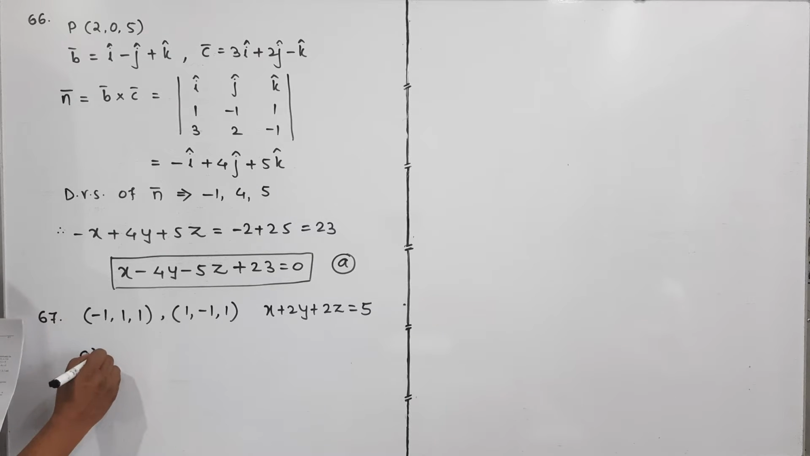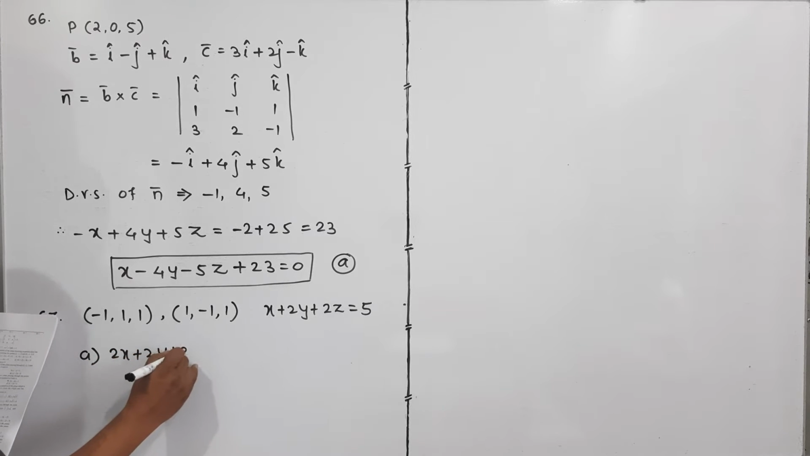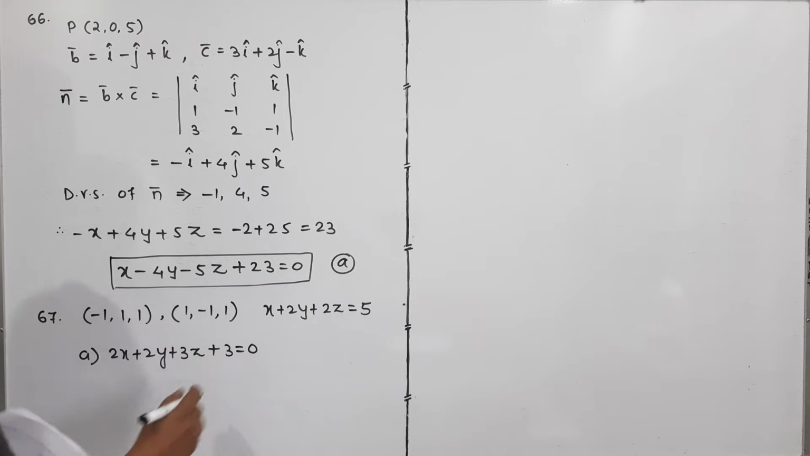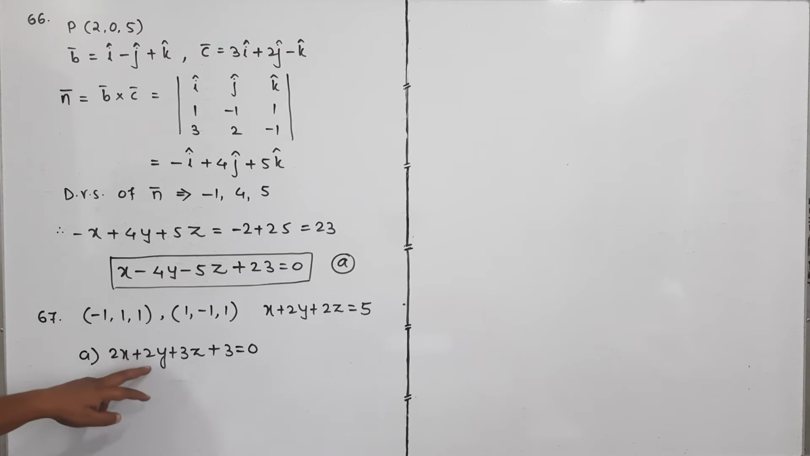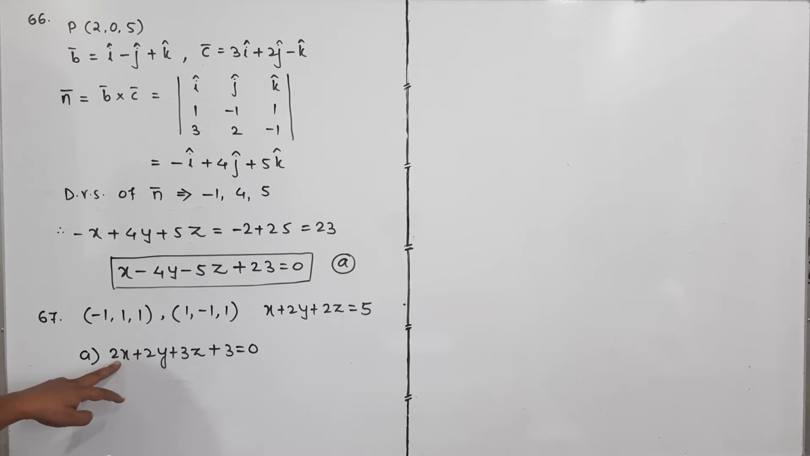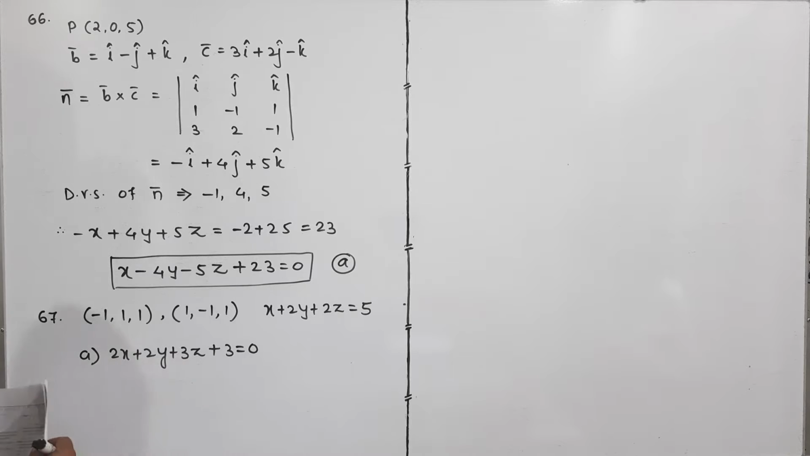Option A is 2x plus 2y plus 3z plus 3 is equal to 0. Check whether the first point satisfies this equation or not. Substitute x is equal to minus 1 and y is equal to 1. Here minus 2 plus 2 is 0. 0 plus 3, 3 plus 3 is not 0 means option A is not correct.